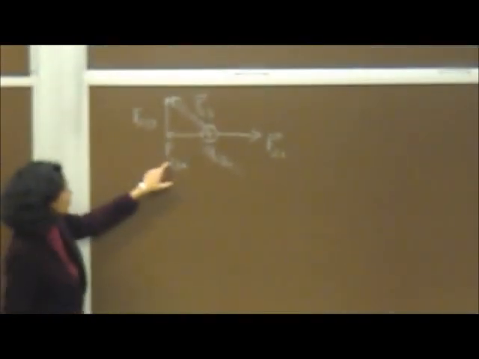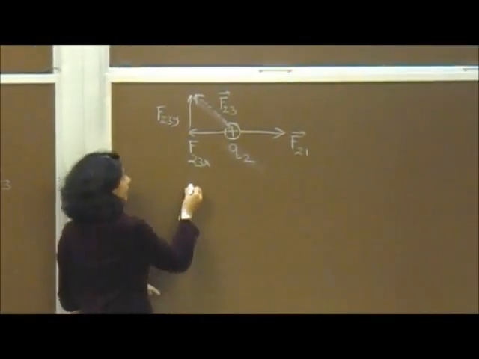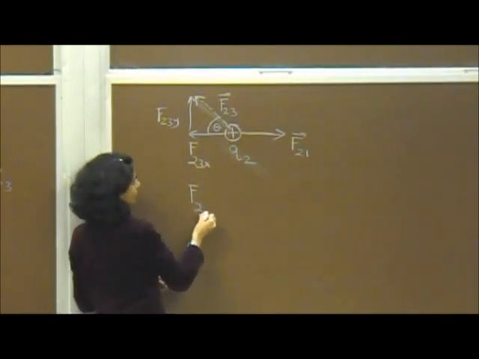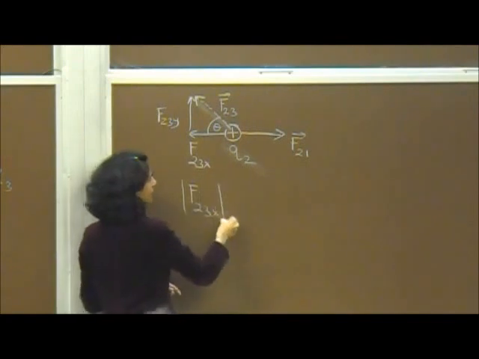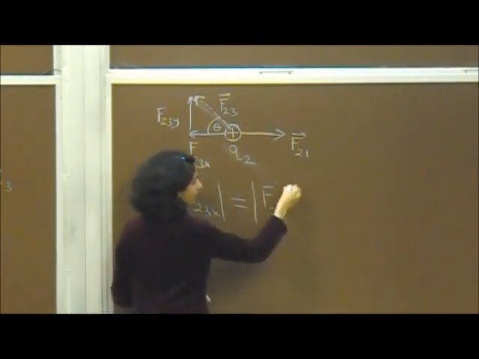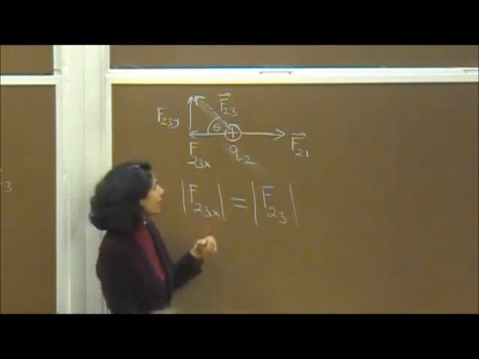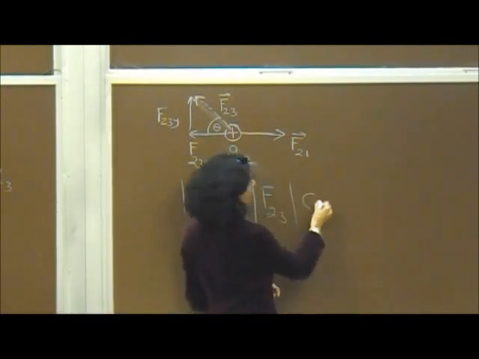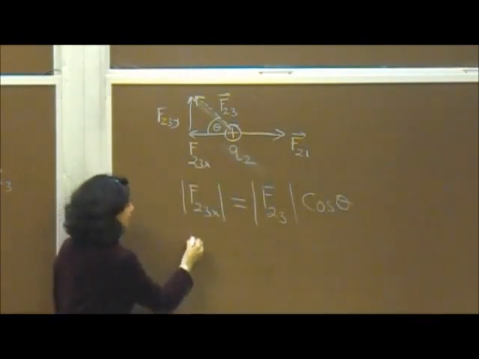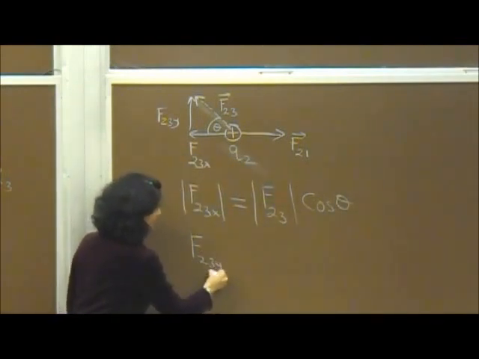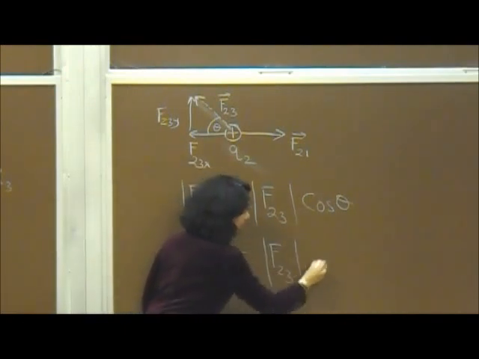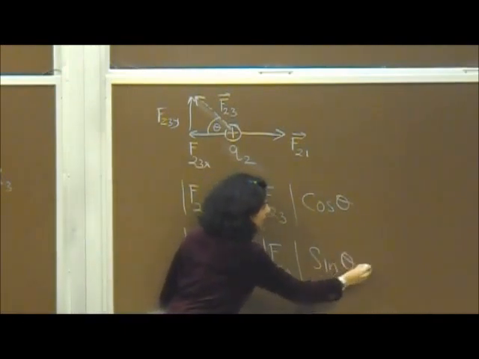What are the magnitudes of F23x and F23y? Anybody? If this angle is 45 degrees, F23x has a magnitude of what? Yeah, F23 times what? Cosine? Yeah, cosine theta or cosine 45. And F23y will be F23 times sine 45, or sine theta.